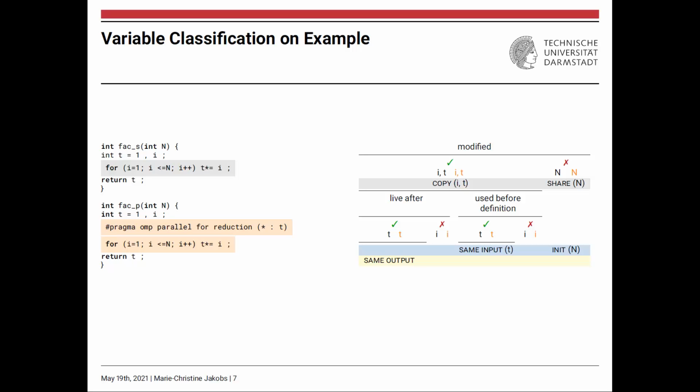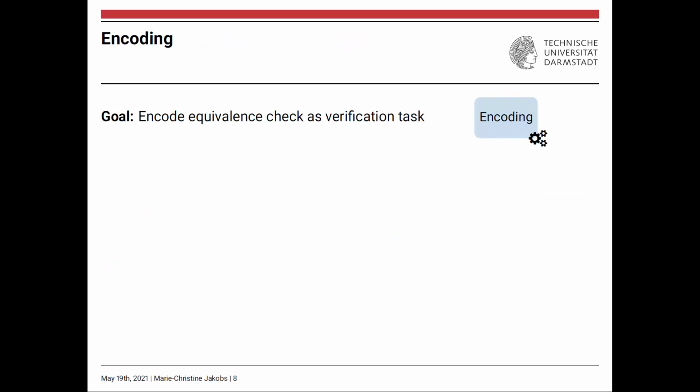Finally, we need to look at the output, and there we see that t is the only variable that is modified and live afterwards, so we need to check output equivalence for variable t. After we clarified the variable classification, we continue with the next component of PEGCheck, the encoding component.